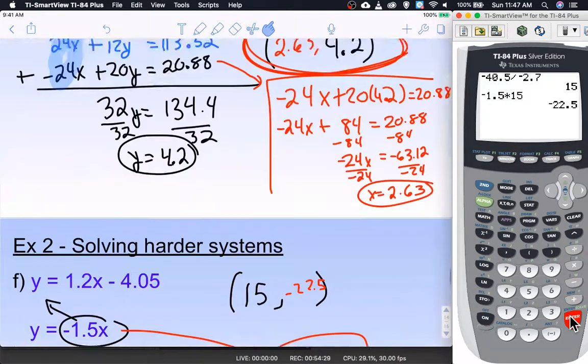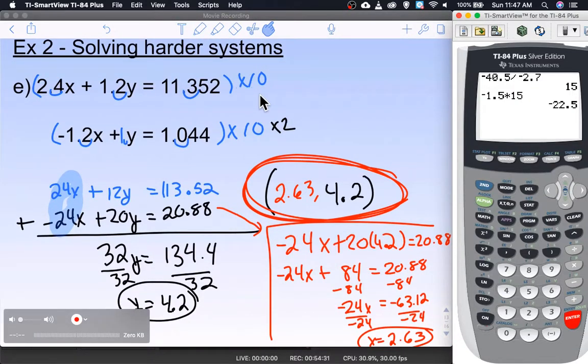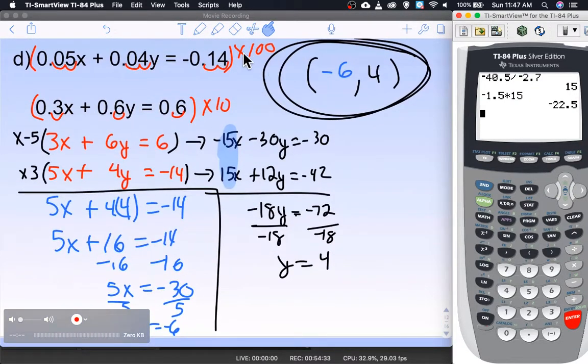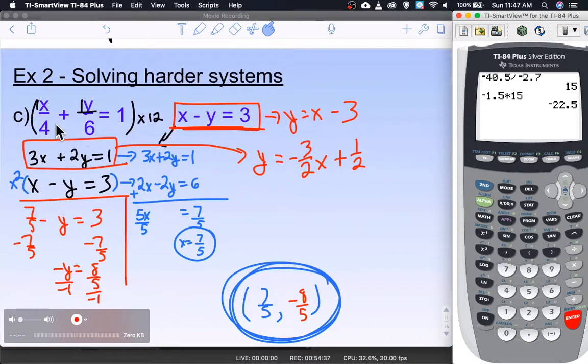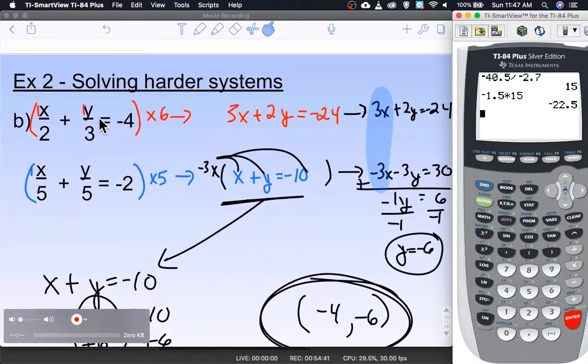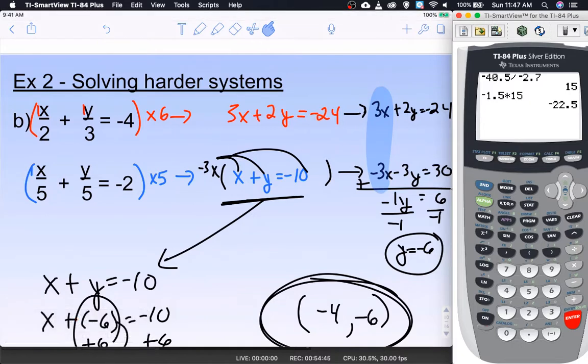Multiplying by powers of 10, like here, can eliminate decimals, and here can eliminate decimals. If you've got fractions, multiplying by the common denominator, the least common denominator of the fractions, will get rid of the fractions, and then from there you just solve like normal, like we did in the previous lessons.